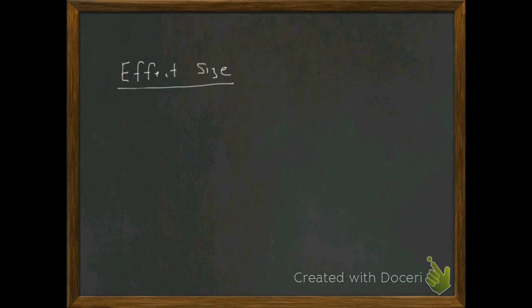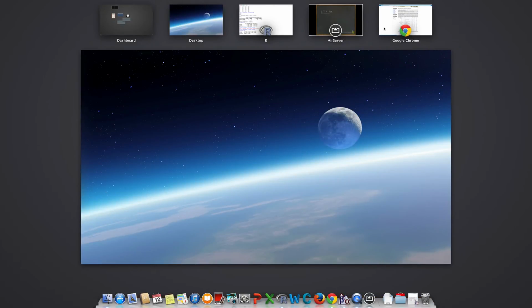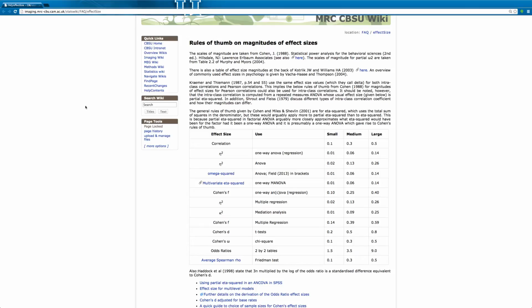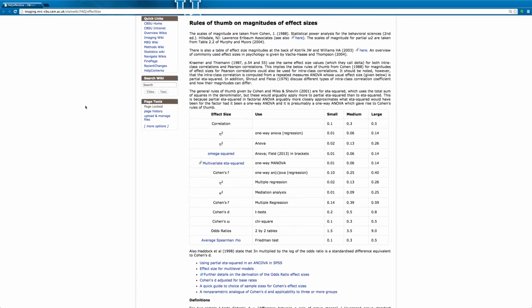I provided a link on Blackboard for you, and hopefully you'll realize that you have that, and I've got it up here. If you go to this, you see that there's a lot of different effect sizes: Cohen's F, Cohen D, omega squared. We're going to get into eta squared. But the one that we're going to examine right now is Cohen's F. This is for a one-way ANOVA or ANCOVA. It's going to work for a two-way ANOVA as well.